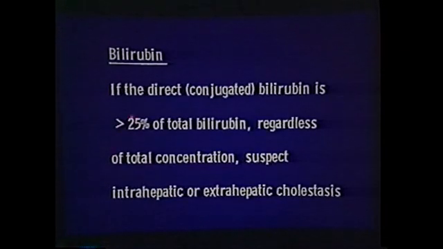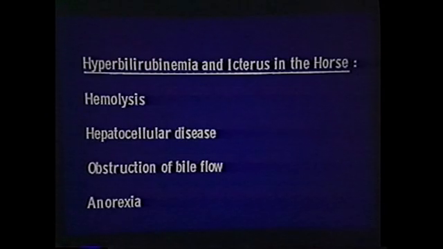One of your thumb rules is that once the conjugated form of bilirubin is greater than 25 percent, or 1/3, of the total, and I don't care how high the total is, it might only be 5 or 6, regardless of that total concentration, once it's over that ratio, then it does speak for cholestasis in a horse. That's a big difference from the other species.